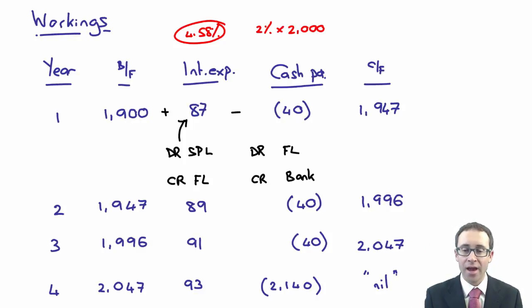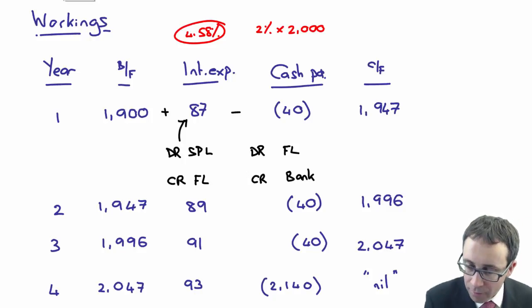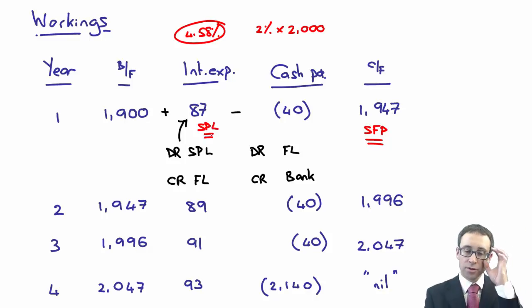Excellent. Again, bits and pieces that are important: the carry forward figure goes to the statement of financial position, and the 87, the interest expense, goes to the statement of profit or loss. What you see is that it applies the matching concept, because as you have a larger liability each year, you have a higher amount of interest. So there you have it in terms of your financial liabilities.